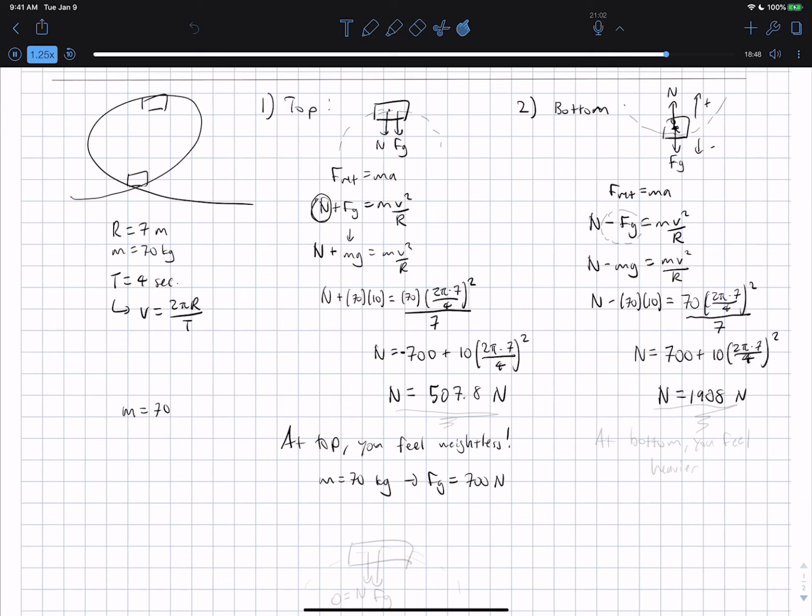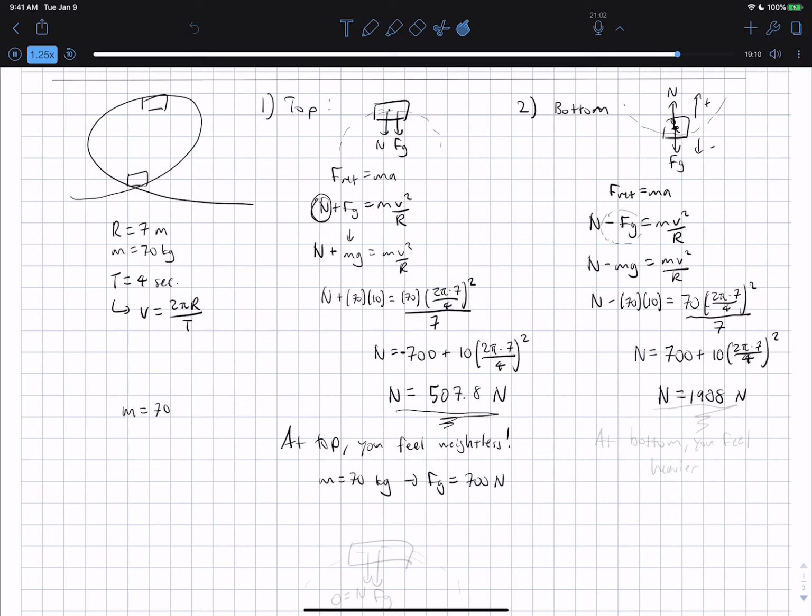The reason why he feels that force isn't because his weight force is 700 newtons. It's because the ground is pushing up on him with 700 newtons of force to balance that out. Well, now, instead of feeling 700 newtons, he feels 507 or 508 newtons. So that's why at the top of the loop-de-loop, you feel lighter than normal. Sometimes you even feel weightless.